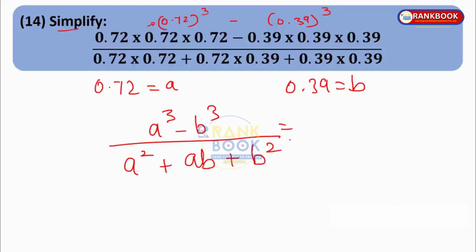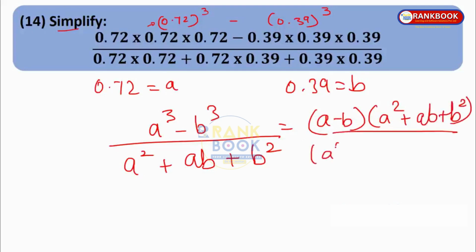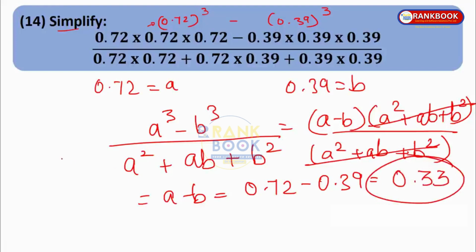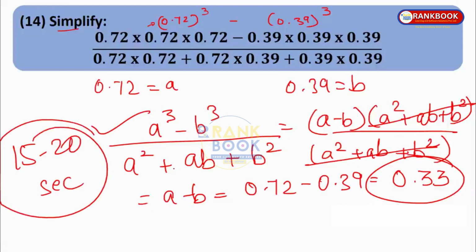Okay, do we know the formula for A cube minus B cube? Yes, we know what it is. A minus B into A square plus AB plus B square divided by A square plus AB plus B square. Okay, this gets cancelled. What do we get? A minus B. What is A? 0.72 minus 0.39, that would be equal to 0.33. See how very easily and quickly we got the answer. If you know the formulas, you will get the answer in hardly 15 to 20 seconds. You just need to substitute or put the formula.